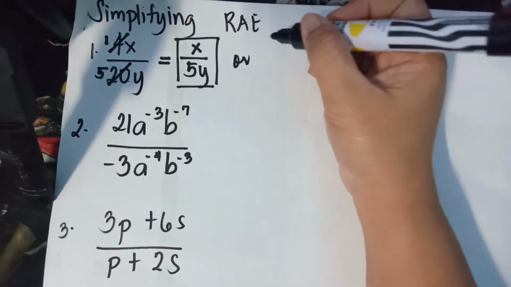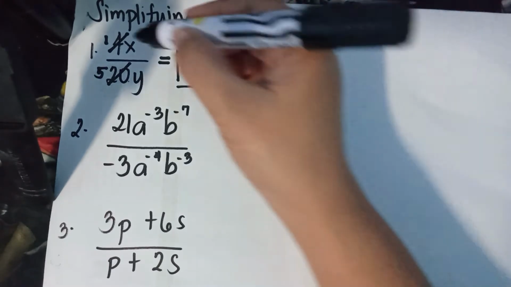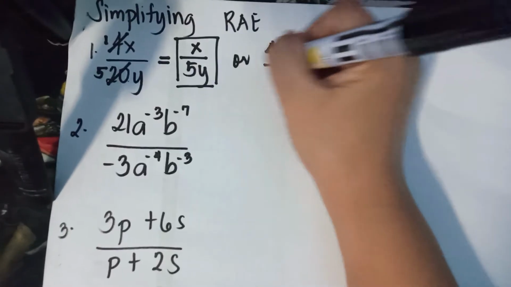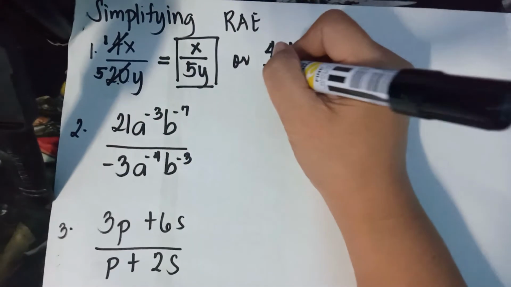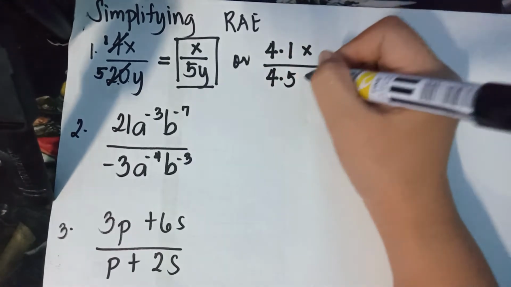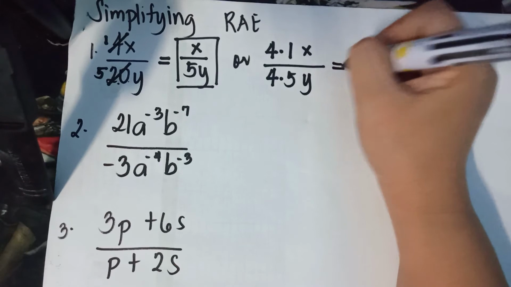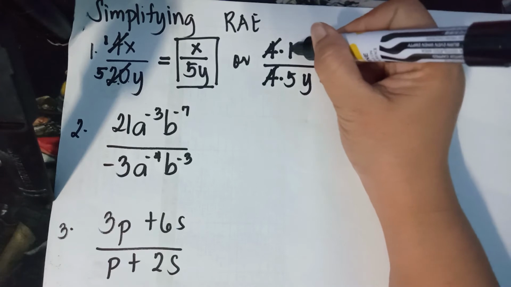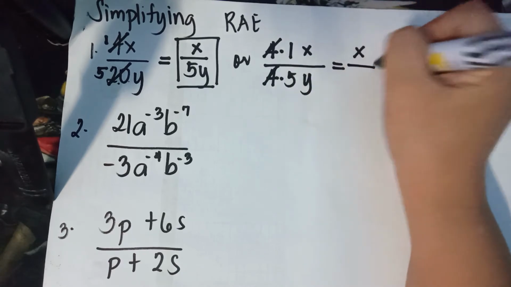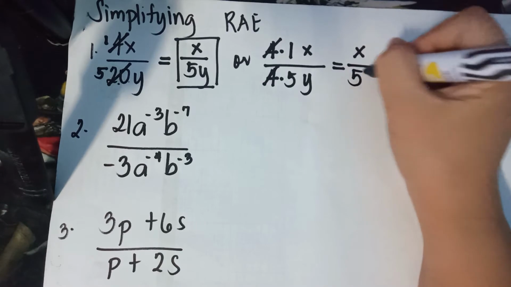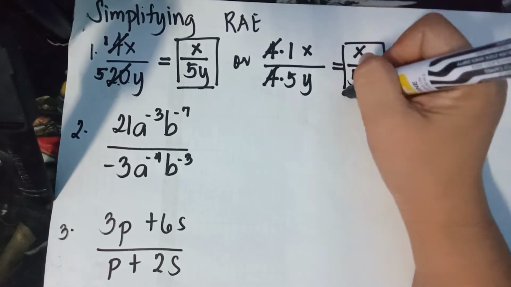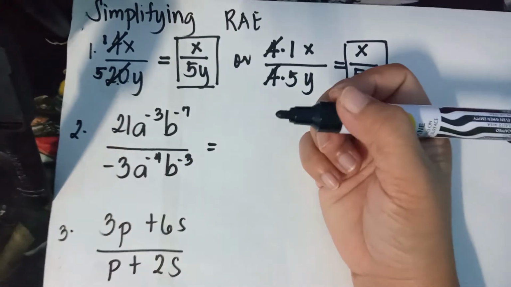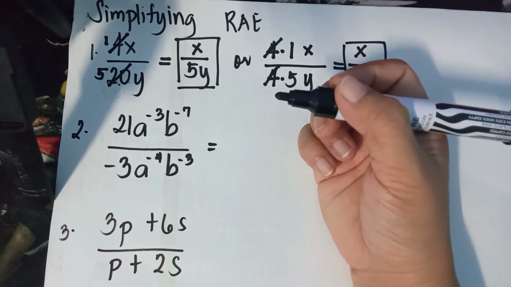Another process is to get the GCF. Factors of 4: 4 times 1, x over 20: we have 4 times 5, and just copy y. And divide 4 divided by 4, 1. And proceed. 1 times x, x over 5 times y, 5y. Still, we come up with the same answer, which is x over 5y. Next, what if there is a negative exponent?